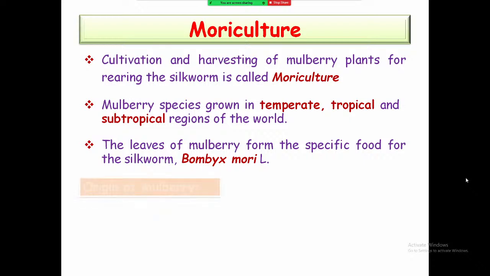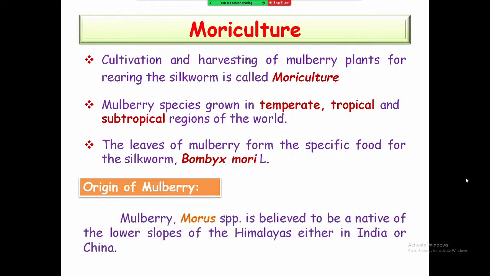Okay. So the next one is the origin of the mulberry plant. Mostly the mulberry plant, or the Morus species, is native to the lower slopes of the Himalayas, either in India or in China. But these mulberry plants originated from the slopes of the Himalayas.